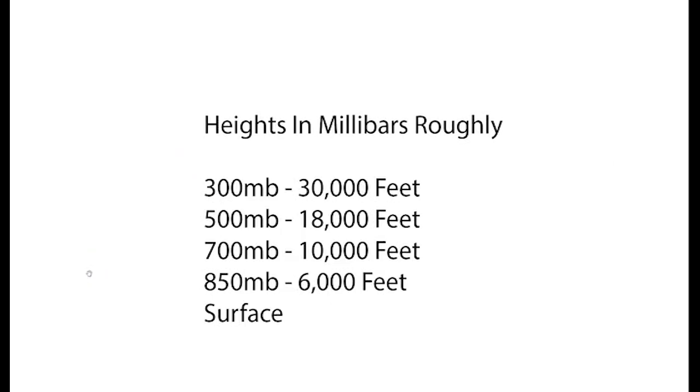To understand much of this forecasting stuff, you're going to need to know the relative heights given in millibars, because everything's coming in millibars on all the models and whatnot we're going to look at here. 300 millibars is roughly 30,000 feet. 500 millibars is roughly 18,000. 700 millibars roughly 10,000. 850 millibars roughly 6,000. You can pretty much get by with just knowing those 4 right there. That covers a lot of the storm. Anyway, you need to grasp that.